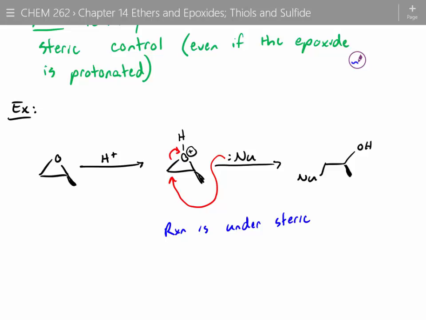Like the problem of the day? Well, if we look at the problem of the day, it was a tertiary carbon. So we had the option of there being electronic control where it attacks at the more substituted site. This one only has a secondary carbon, not a tertiary carbon, so we don't run into that option. So the reaction is under steric control because it is a secondary carbon.